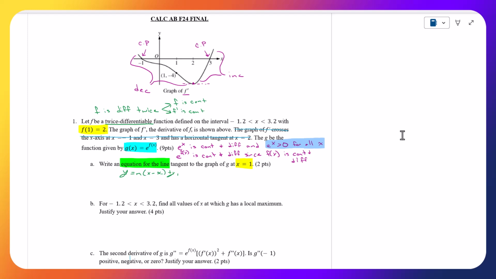It tells us that x equals 1, and it also tells us that we're looking for, another thing I should have pointed out sooner, g. We're not looking for f, we're looking for g. So, when x is 1, what is g at 1? Well, g of 1 equals e to the f of 1.